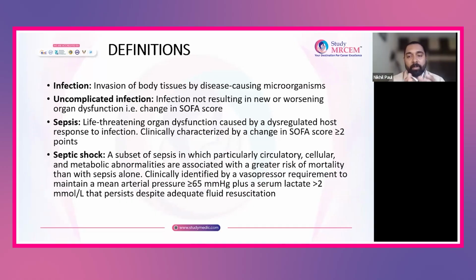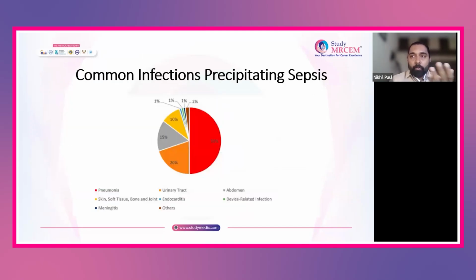So we have seen the definitions of infection, uncomplicated infection, sepsis, as well as septic shock. Now, how do you screen or how do you initially manage sepsis in the ER? For that, we have a few algorithms which we will discuss. Before that, we will discuss the common infections precipitating sepsis.